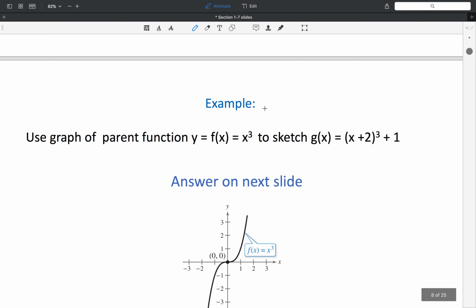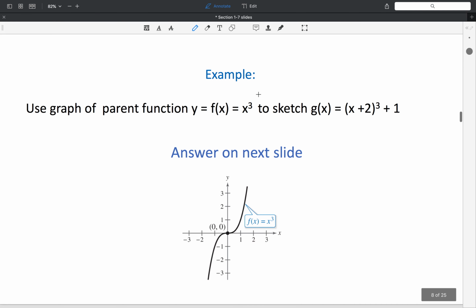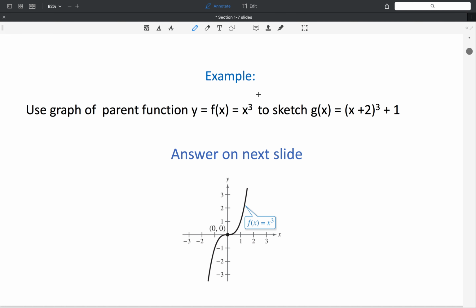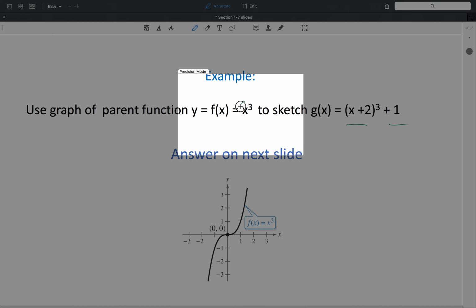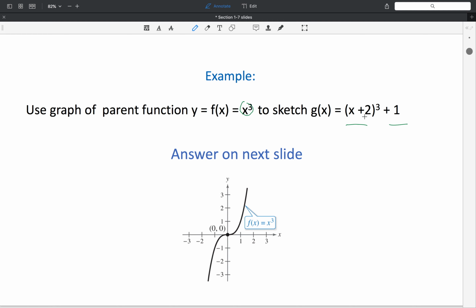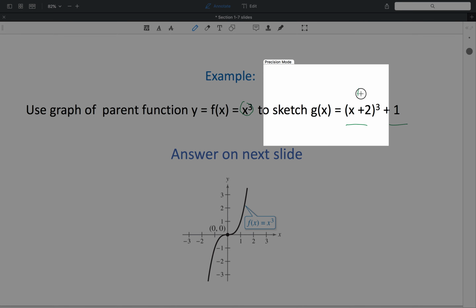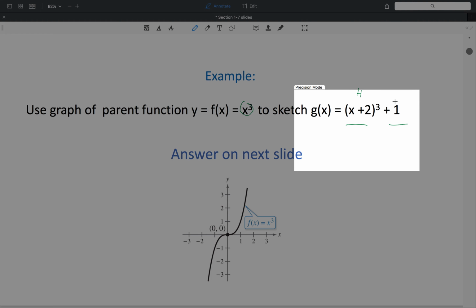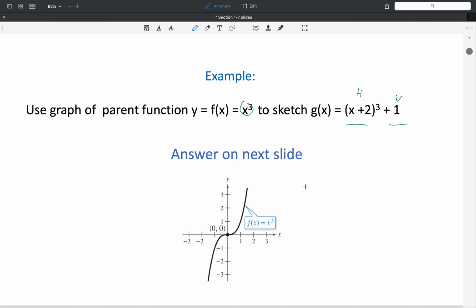Okay. So here's an example where I'm going to do both. And so what I'm going to do is I'm going to take the graph of x cubed. I want to sketch this graph. And the way I'm going to sketch it is I'm going to say, oh, this is basically x cubed, but I'm shifting it. So this is going to be my horizontal shift right here. And then over here where the 1 is, this is going to be my vertical shift. So what I want you to do is pause, try to figure out, without using Desmos or anything, what this graph g of x is going to look like. So you hit pause and work on it. I'm going to go to the next slide.